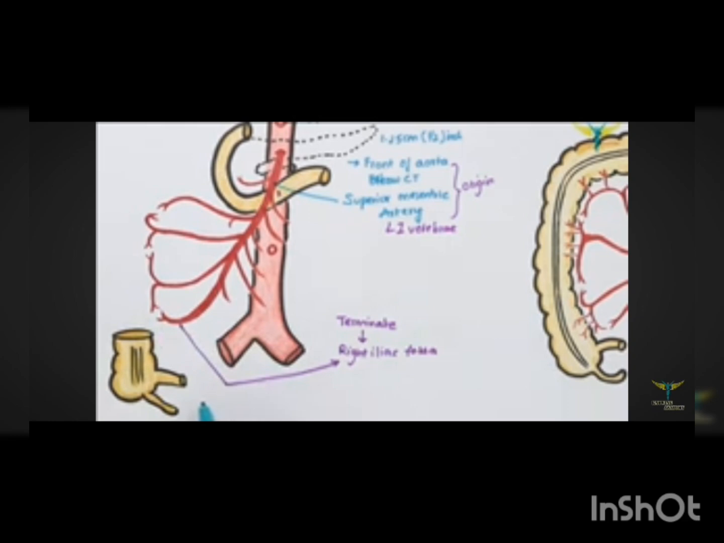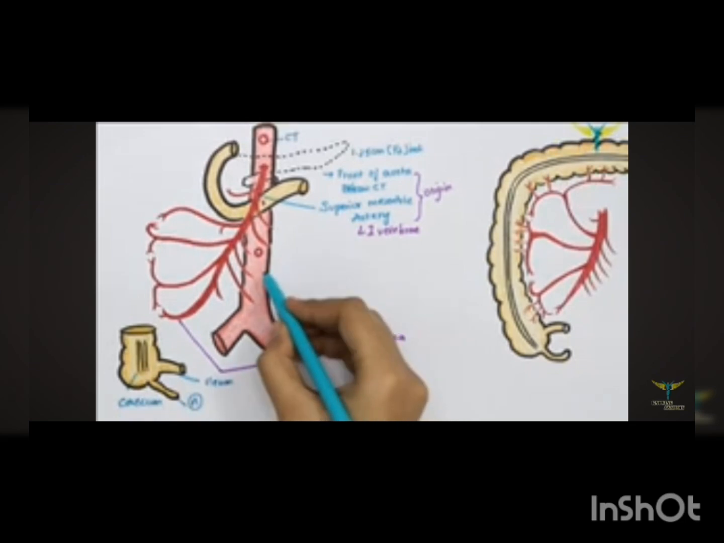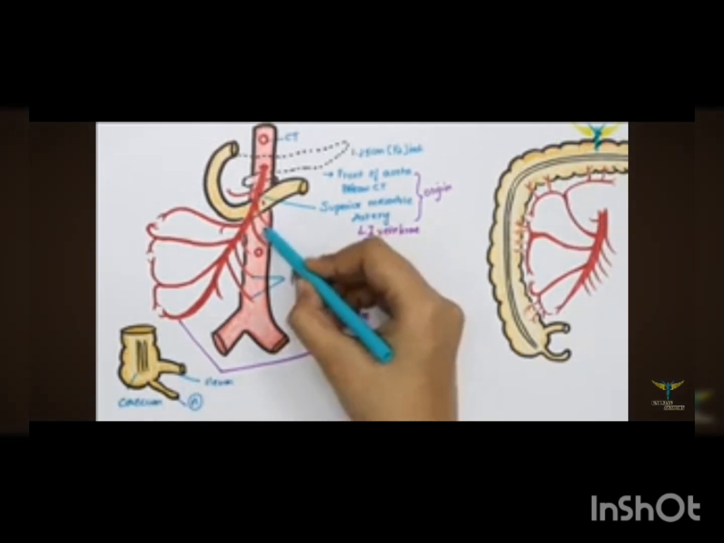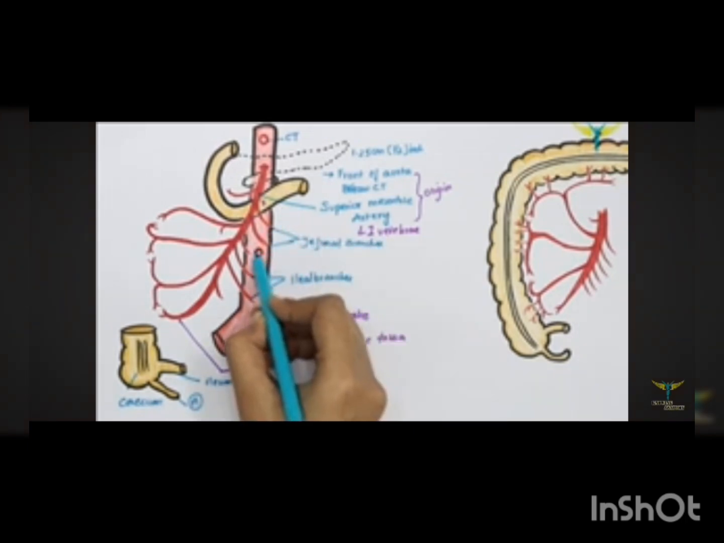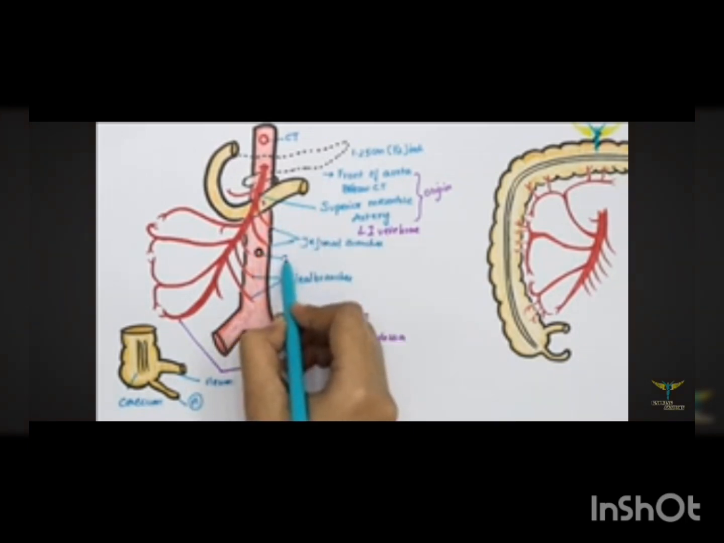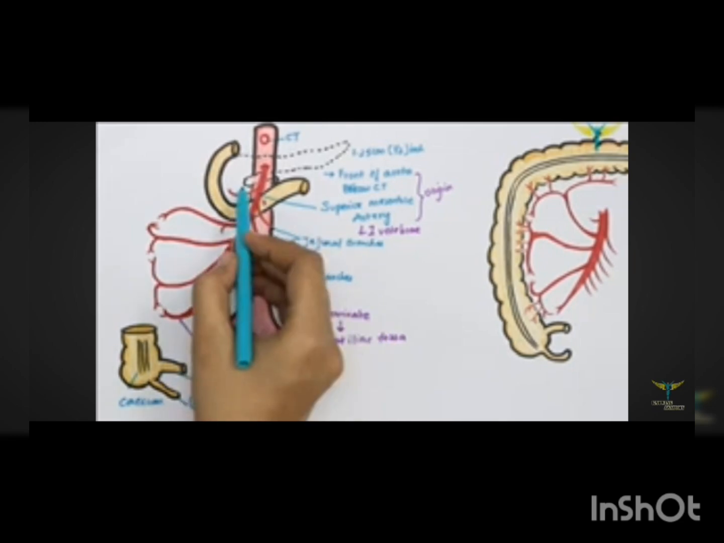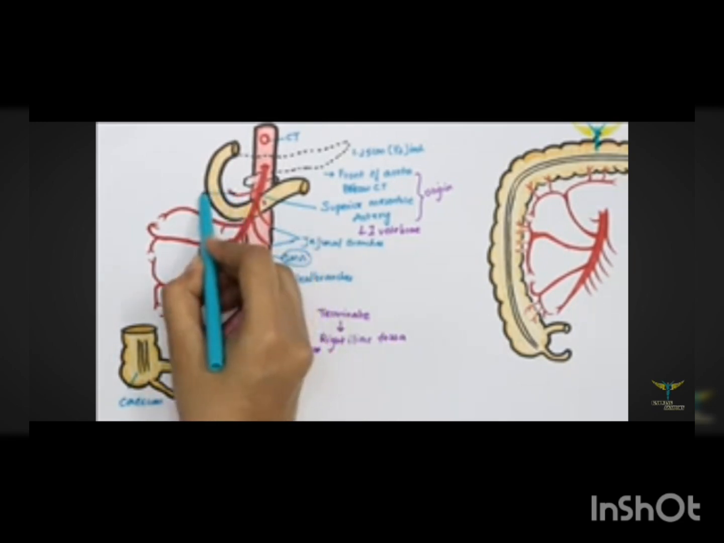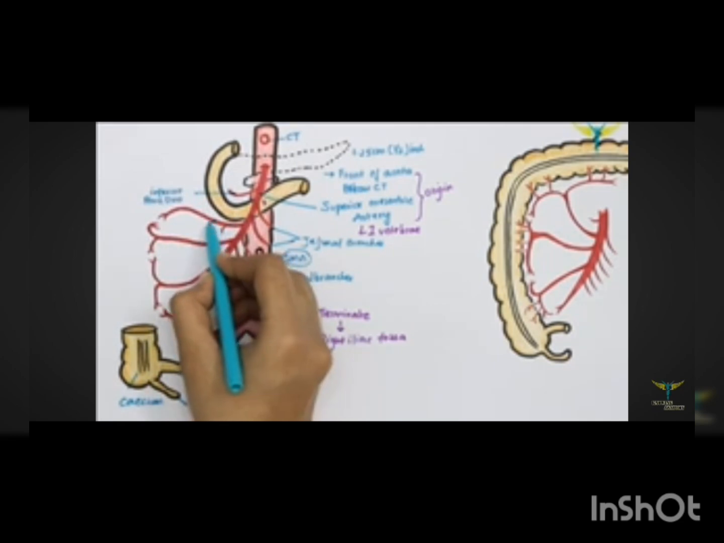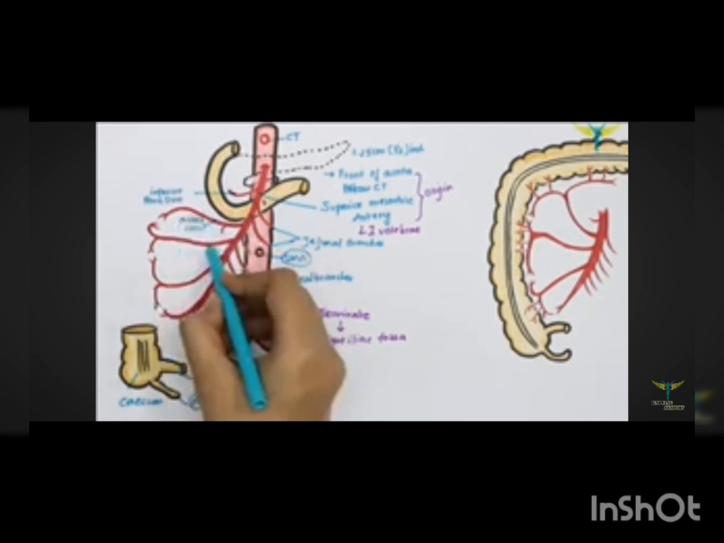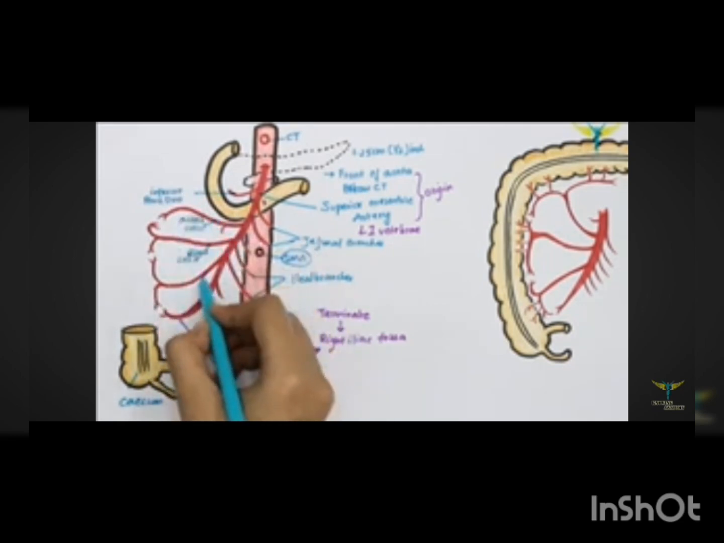In this diagram, this is the ileum, the appendix, the cecum. These are the ileal branches and these are the jejunal branches. This is the origin of the inferior mesenteric artery, IMA. This is a branch, the inferior pancreaticoduodenal artery. This is the middle colic artery, the right colic artery, and this is the ileocolic.